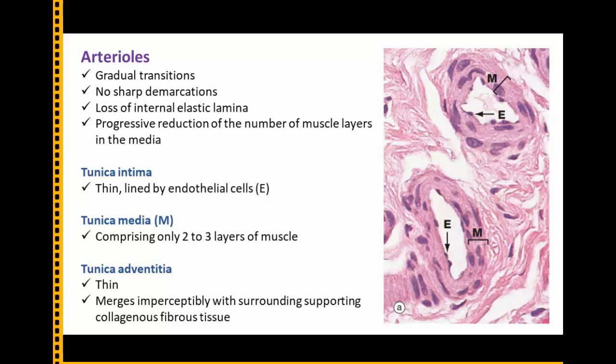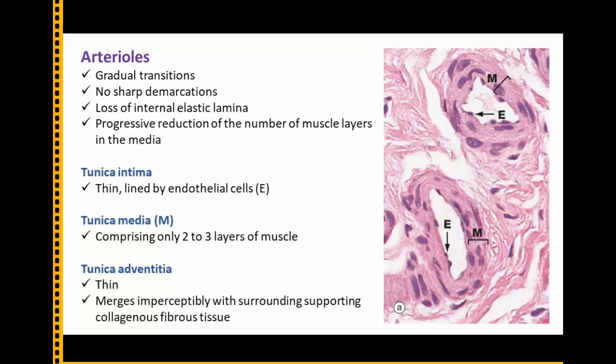Then comes the arteriole. These are the smallest type of arteries in the arterial system. They have a gradual transition from small muscular arteries into arterioles, so there are no sharp demarcations. There is no internal elastic lamina, and there is progressive reduction in the muscle cell layers from small muscular arteries into arterioles and into the capillaries.